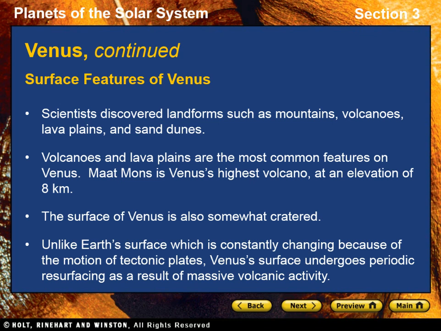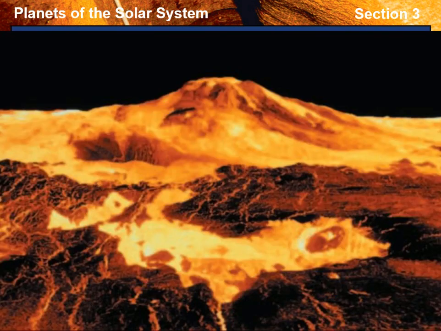Surface features of Venus. From the radar mapping produced by Magellan, scientists discovered landforms such as mountains, volcanoes, lava plains, and sand dunes. Volcanoes and lava plains are the most common features on Venus. At an elevation of 3 kilometers, the volcano Ma'at Mons, which is shown here, is Venus's highest volcano. The surface of Venus is also somewhat cratered. All of the craters are about the same age, and they are surprisingly young.